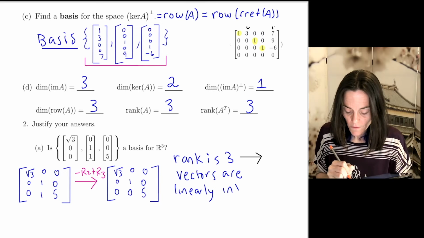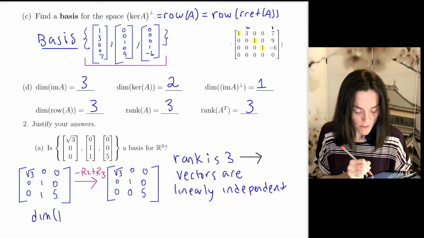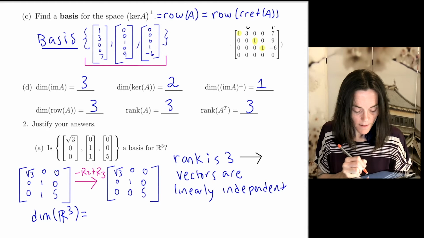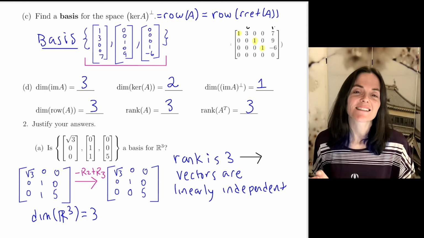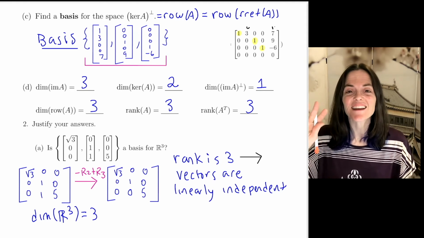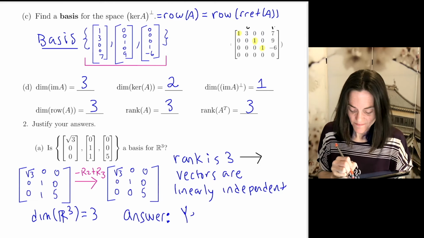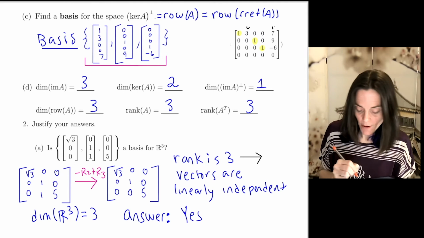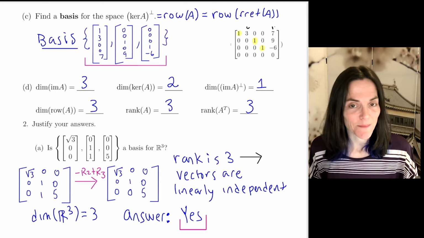Now, we also know the dimension of R3 is 3. And so any collection of linearly independent vectors, 3 of them in R3, will be a basis. So the answer is yes, because we have the right number as the dimension, and we have justified these vectors are linearly independent.